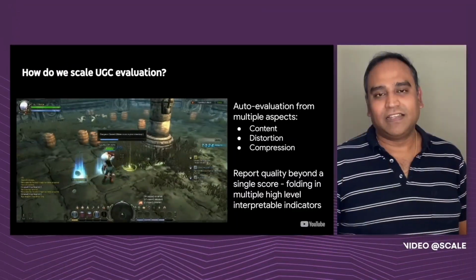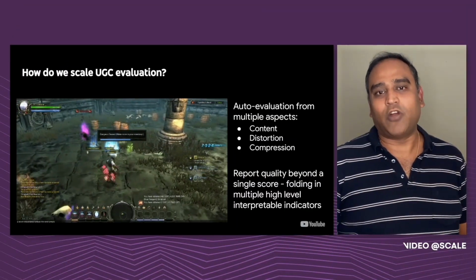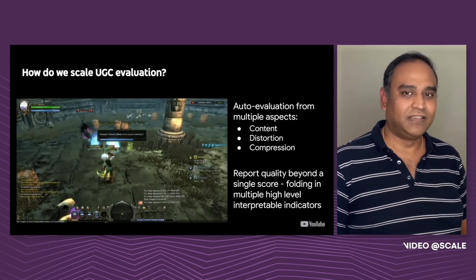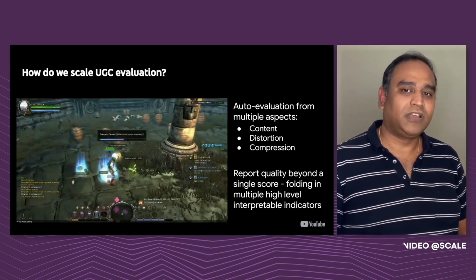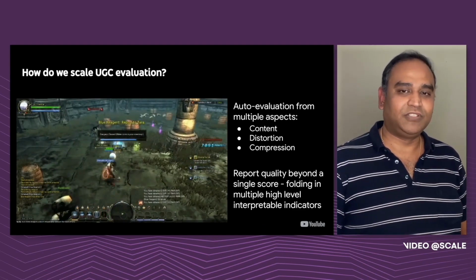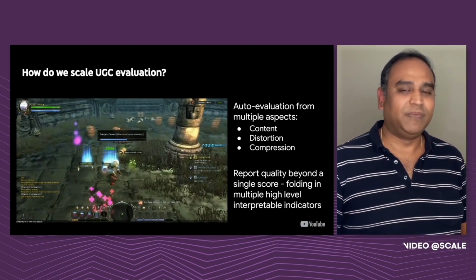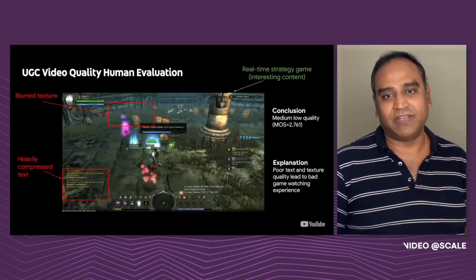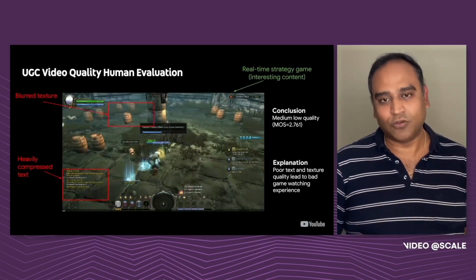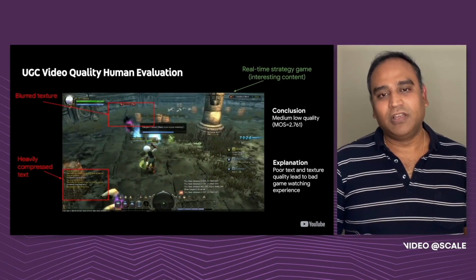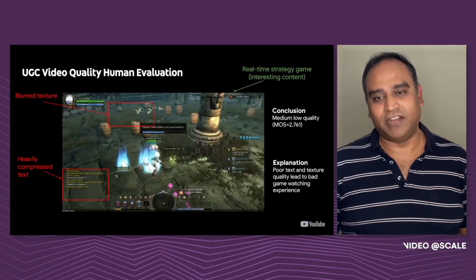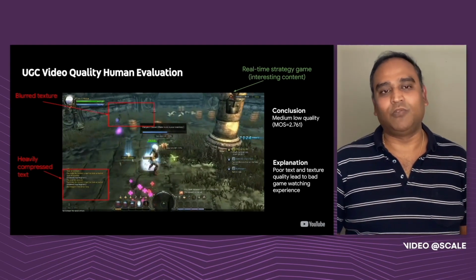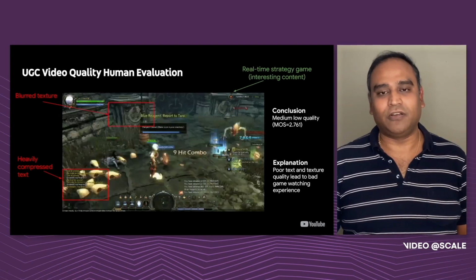Can we scale that? Can we come up with an automated way of generating a score that considers all these aspects? So the main motivation for our work is whether we can build a system to simulate human evaluation, which means analyzing UGC quality from all of these multiple aspects and telling us not just a score, a number, but also the rationale behind it, folding in all the interpretable indicators as to what is really happening, either with content or compression.